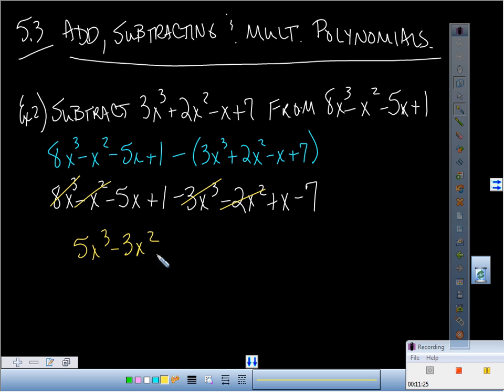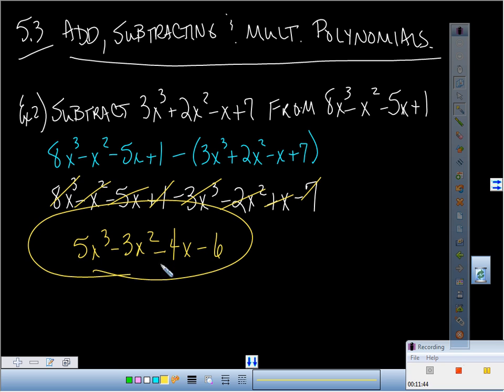Awesome. What's a negative 5x and a positive 1x? Okay. And then, what's a positive 1 and a negative 7? Very good. Okay? Is that hard? All right.